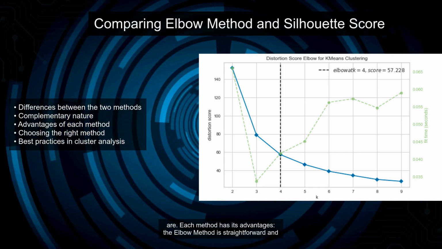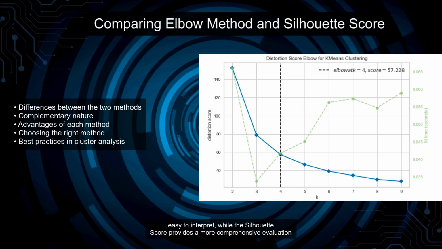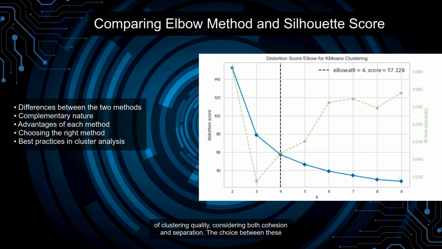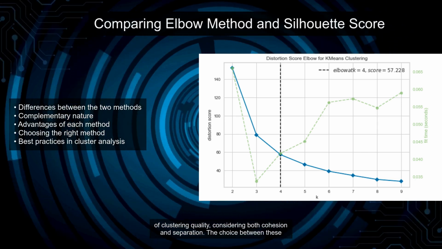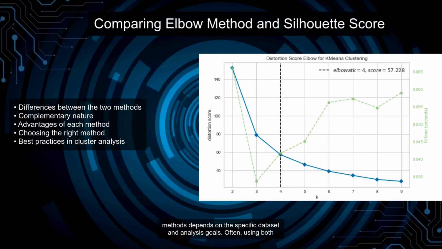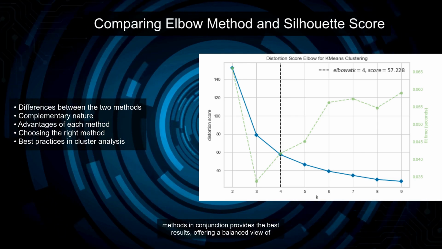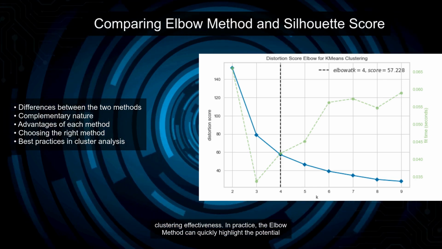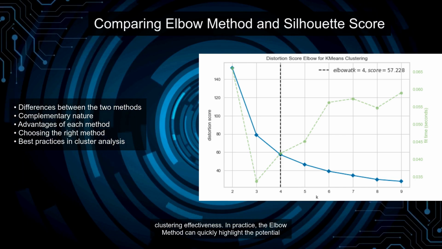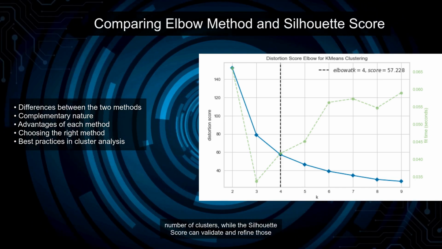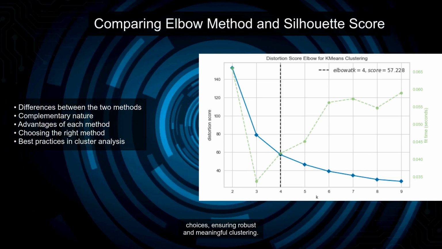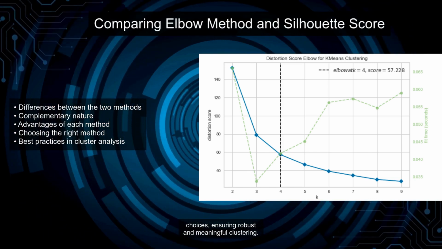The elbow method is straightforward and easy to interpret, while the silhouette score provides a more comprehensive evaluation of clustering quality, considering both cohesion and separation. The choice between these methods depends on the specific dataset and analysis goals. Often, using both methods in conjunction provides the best results, offering a balanced view of clustering effectiveness. In practice, the elbow method can quickly highlight the potential number of clusters, while the silhouette score can validate and refine those choices, ensuring robust and meaningful clustering.